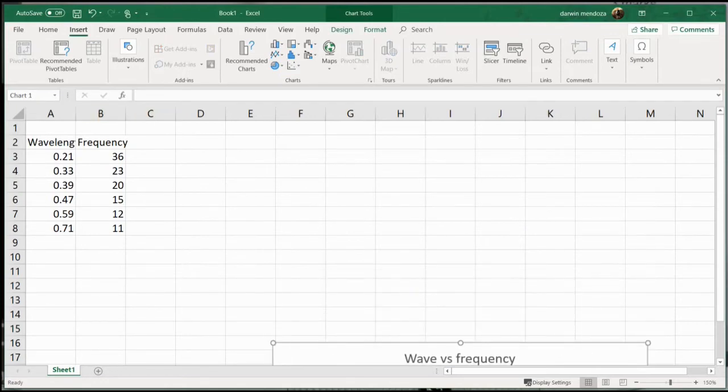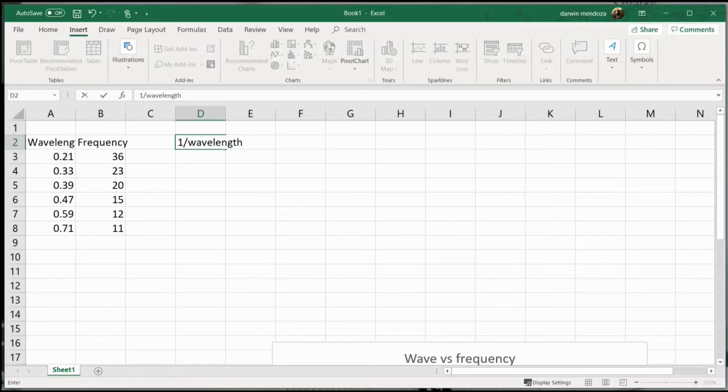So we can have another column. We'll call this 1 divided by wavelength. And if I plot this variable with frequency, I'm hoping to linearize it and get a straight line, which is what we have in the graph there. So this is quite interesting and quite easy if you get good with Excel graphs.